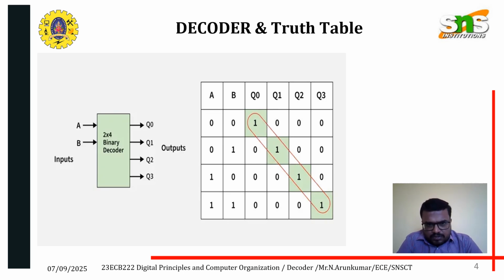Suppose if I give 1 1, then Q3 is generated and the remaining will be 0. So these are the concepts behind the decoder.